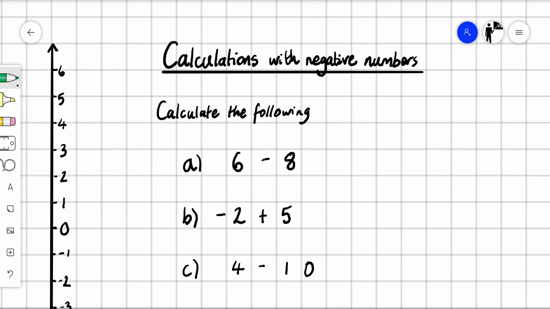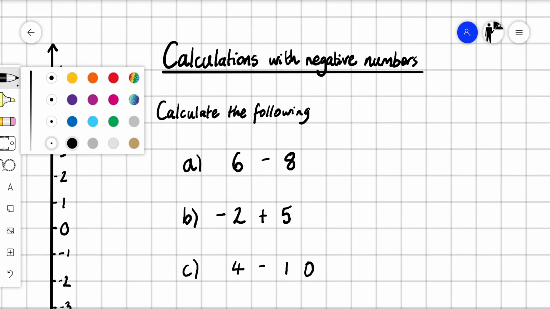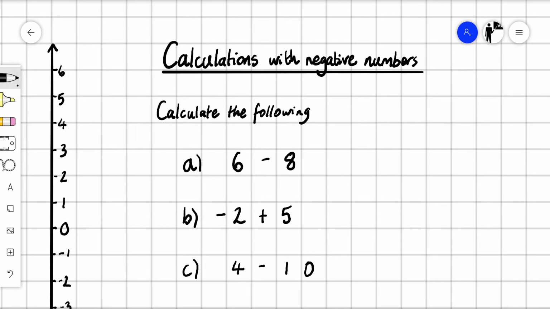In this video we're going to have a look at calculations with negative numbers. Negative numbers are something you'll probably be quite familiar with in your everyday life, particularly in winter time. You might be able to relate negative numbers to temperatures. For example, in winter it gets really cold, the temperature might drop below 0 degrees. Negative numbers also appear in finance as well if you are in debt to someone.